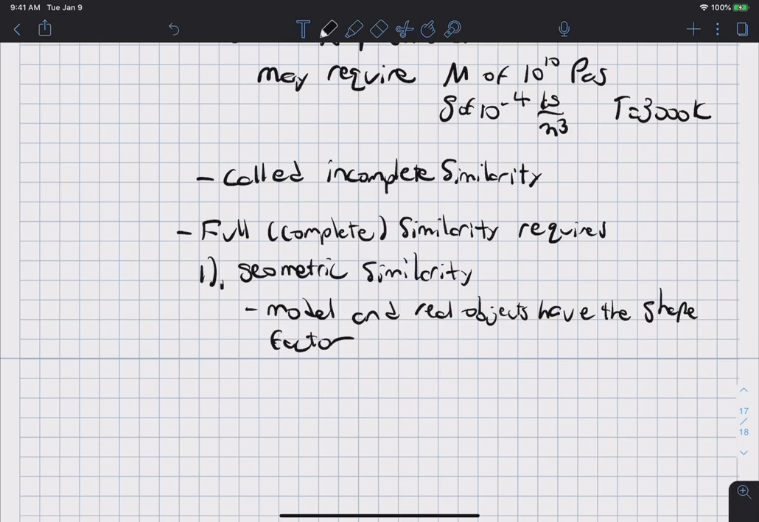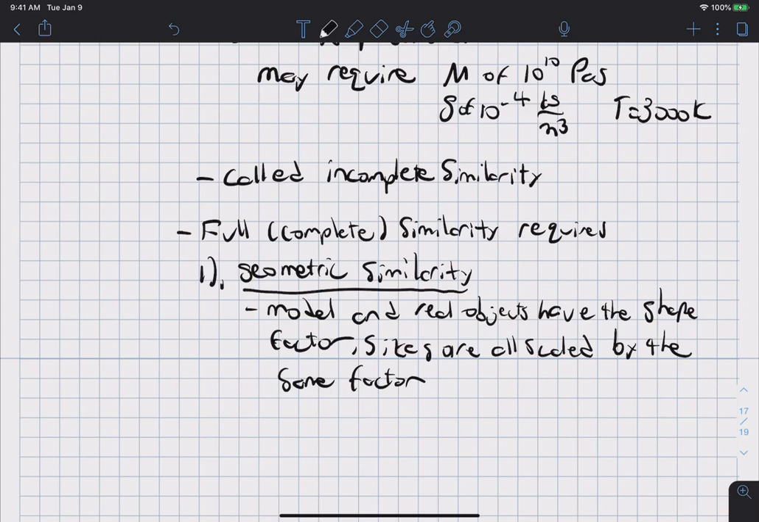Okay, and the sizes are all scaled by the same factor. Okay, and that's called geometric similarity.